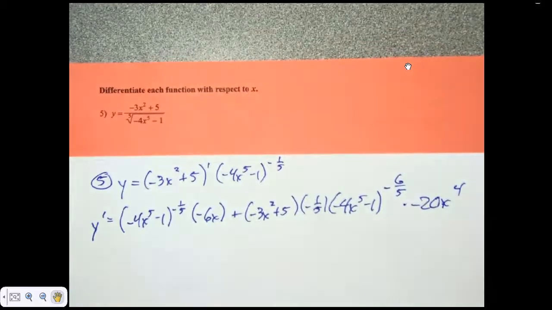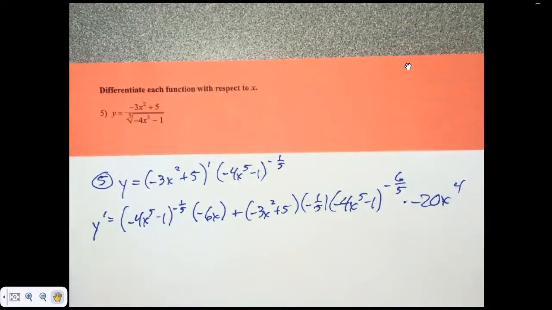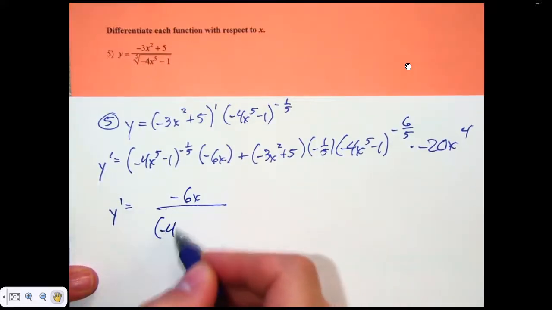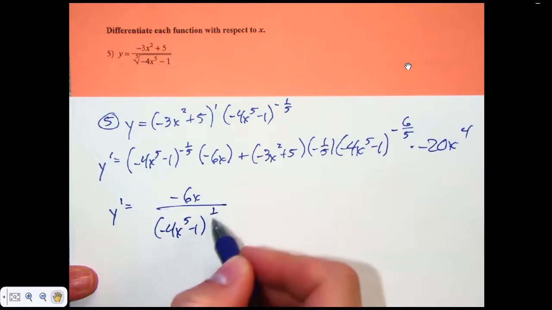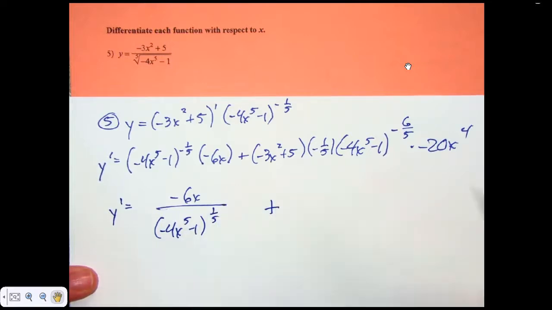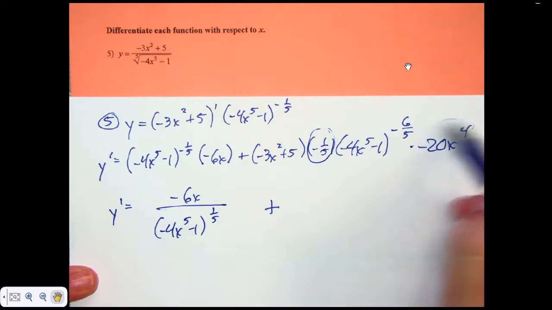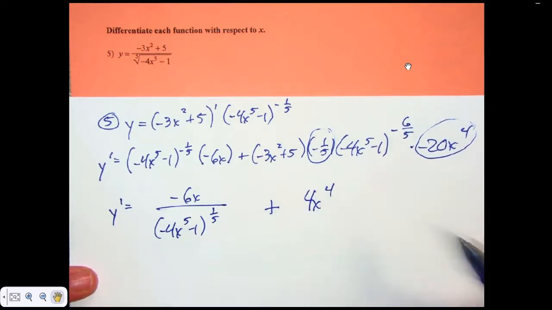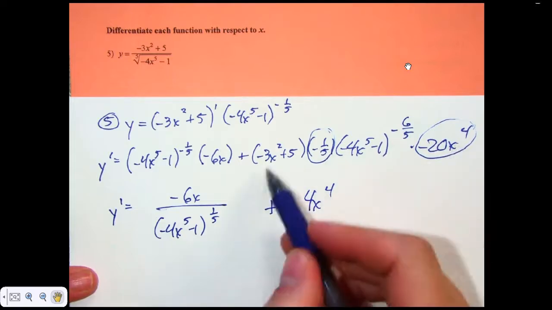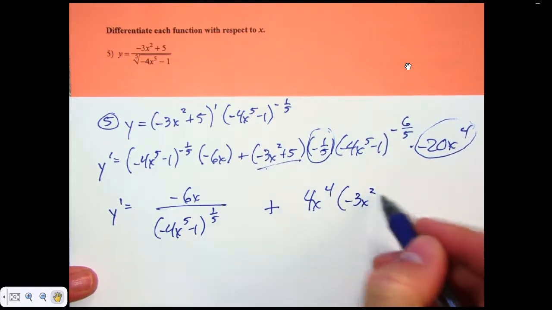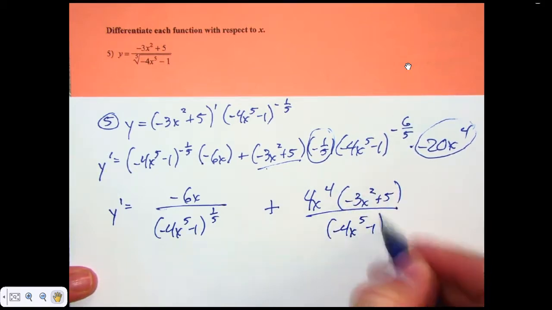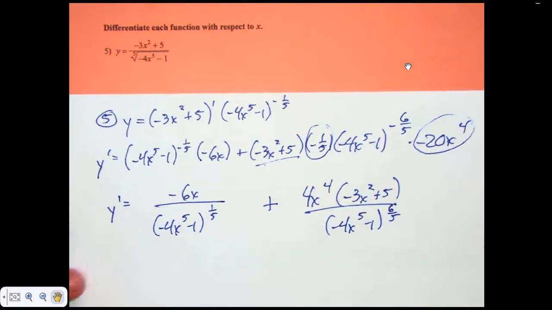Alright, so now I've got these 2 terms. I cannot have negative exponents, so I'm going to start flipping stuff down to the bottom. So this will be negative 6x on top, and negative 4x to the fifth minus 1 to the 1/5 on the bottom. Plus, now if I multiply negative 1/5 times negative 20x to the fourth, that is just going to be 4x to the fourth. Positive exponent, so we're on top. This has a positive exponent, so it goes on top, and then this has a negative exponent, so it goes on the bottom.